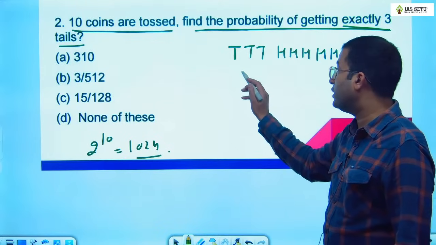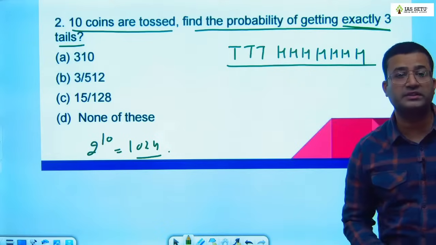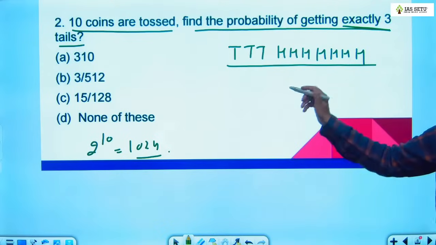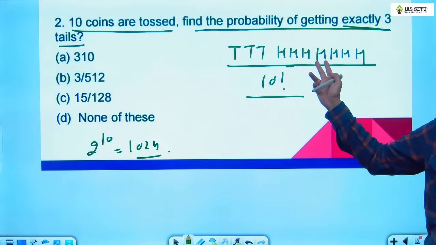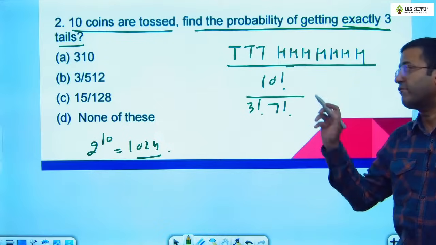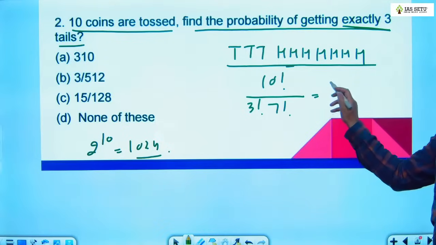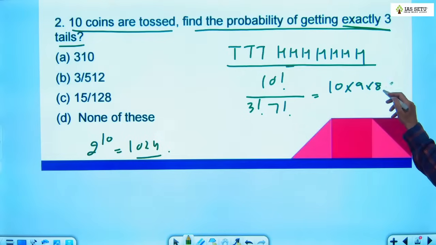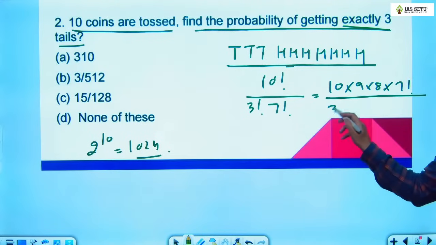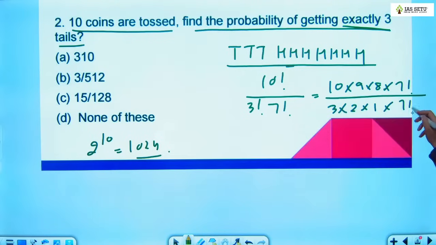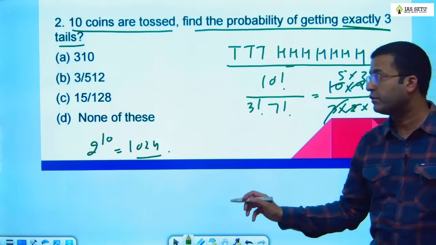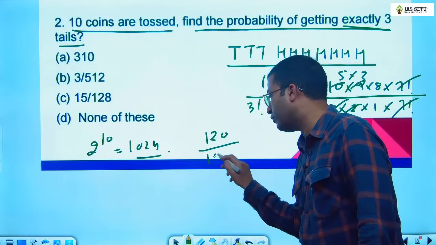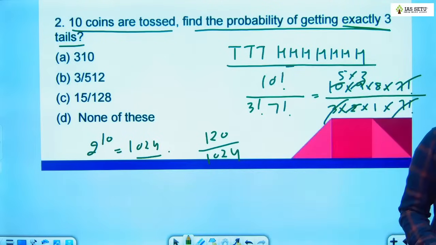What is important here is that we use the concept of anagram. Total 10, so it is 10 factorial. There is a repetition of 3 T and 7 H, so 3 factorial, 7 factorial. So this is 10 into 9 into 8 into 7 factorial over 3 into 2 into 1 into 7 factorial; 7 factorial cancels. This is 3, this is 5, 15 into 8, 120. Upon 1024. 120 are the favorable ways.